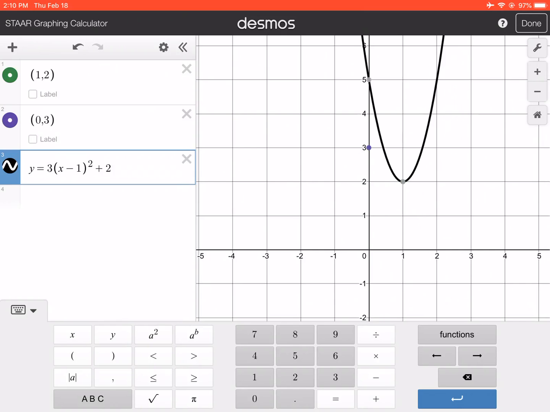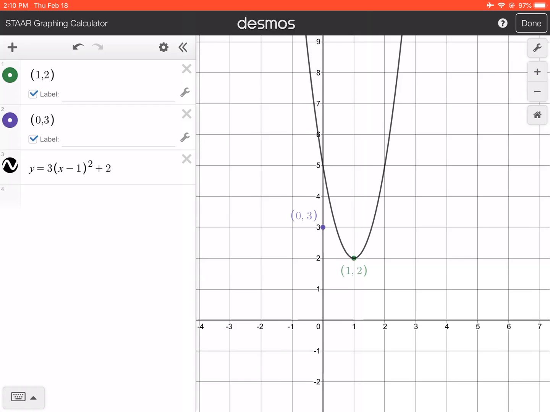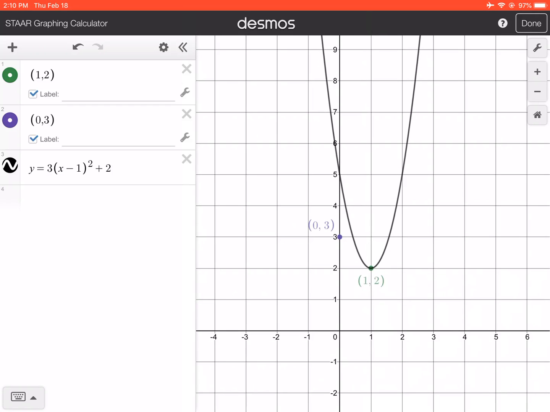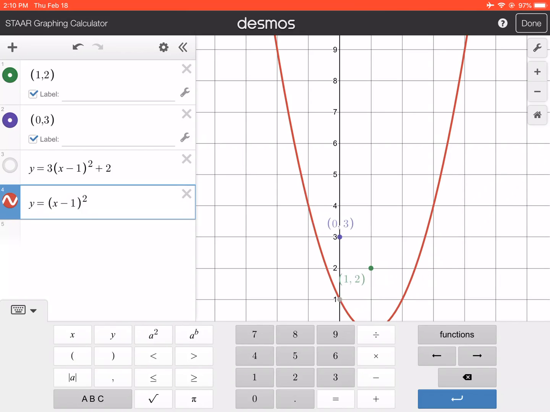This is answer choice A. I'm going to choose that I want to label these so that they stand out. Does answer choice A have a vertex of 1, 2? Yes, it does. Does it go through the point 0, 3? No, it doesn't. So that's how I know that A is wrong, because it doesn't make both of those things in our question work. Answer C was our correct answer. So I'm going to type that one in so we can see. We have y equals x minus 1 squared plus 2.